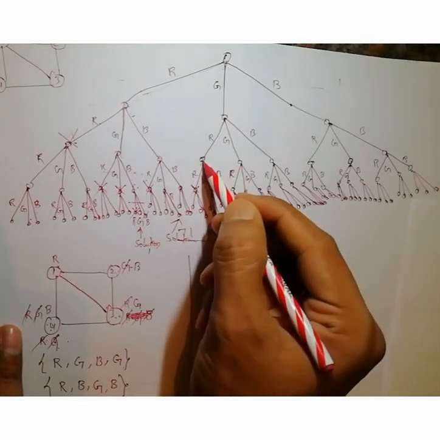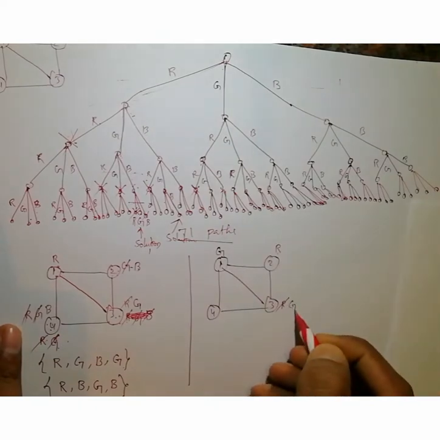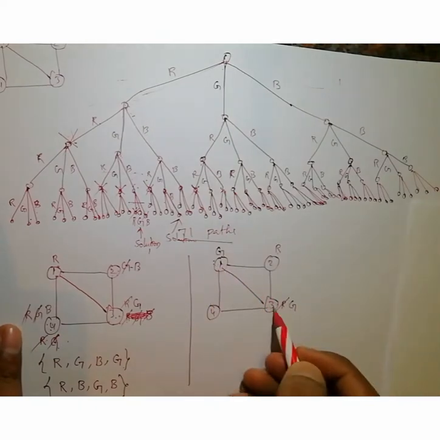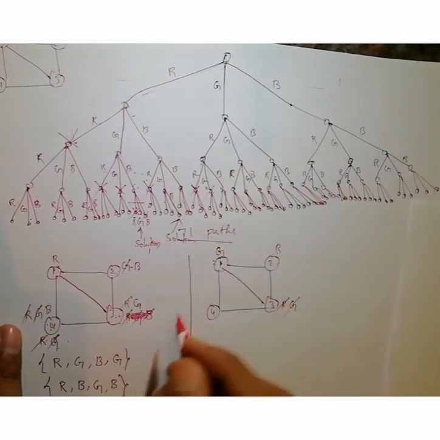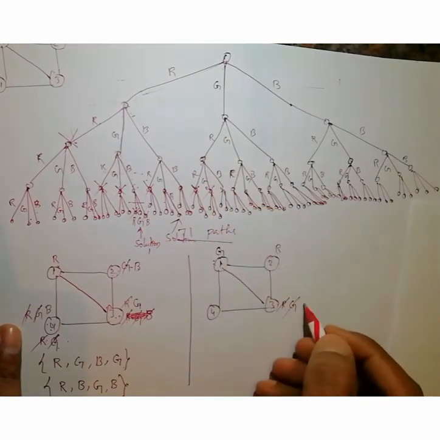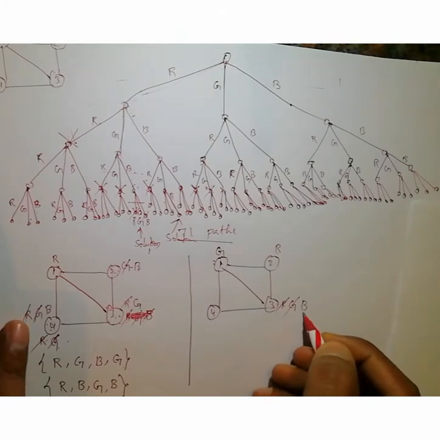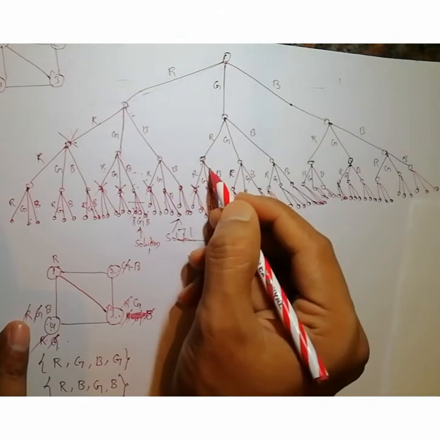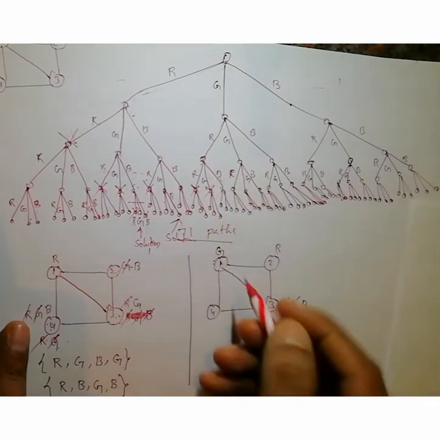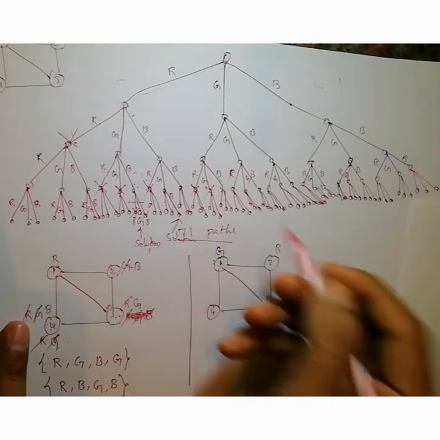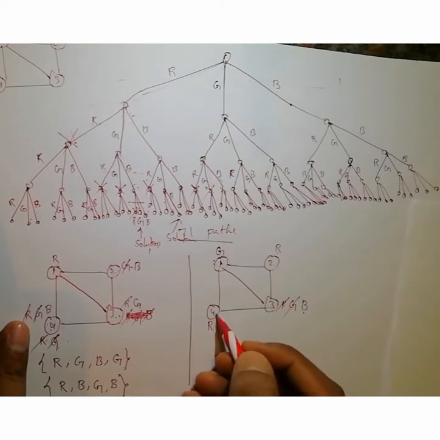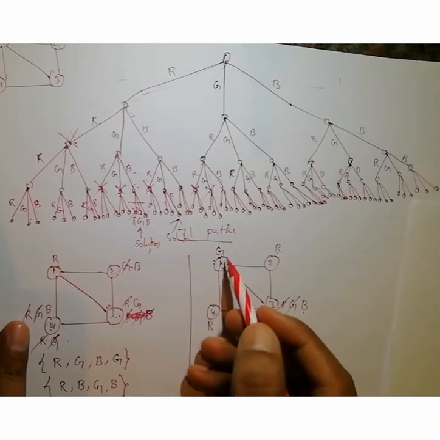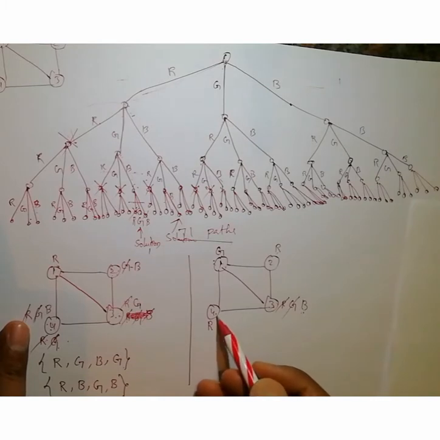Again, can I give green color for this? No, because these two adjacent vertices 1 and 3 have the same color, so I can't give green color either. I can kill that also. Next, can I give blue color for this? Yes, I can give. Now what I will do? I will consider for vertex 3 blue color. Next, for vertex 4, RGB, can I give red color? Yes, I can give, because the adjacent vertices of 4 are 1 and 3. So vertex 1's color is green, vertex 3's color is blue. So I can give vertex 4 the color red.